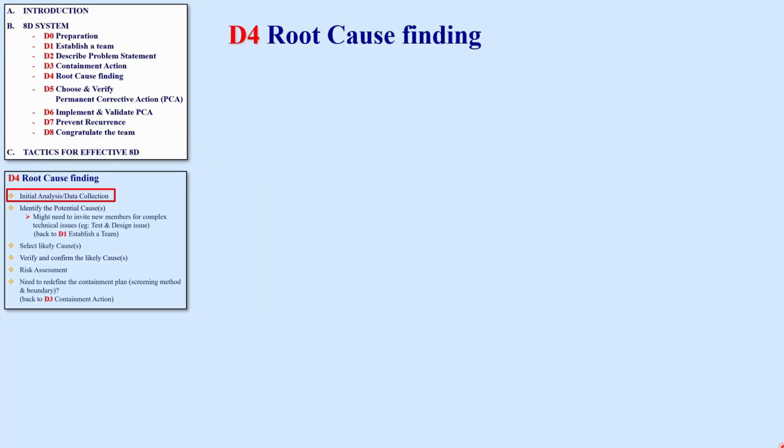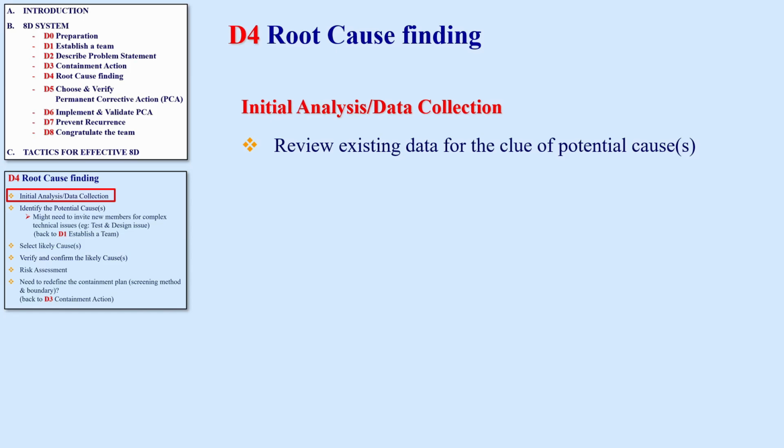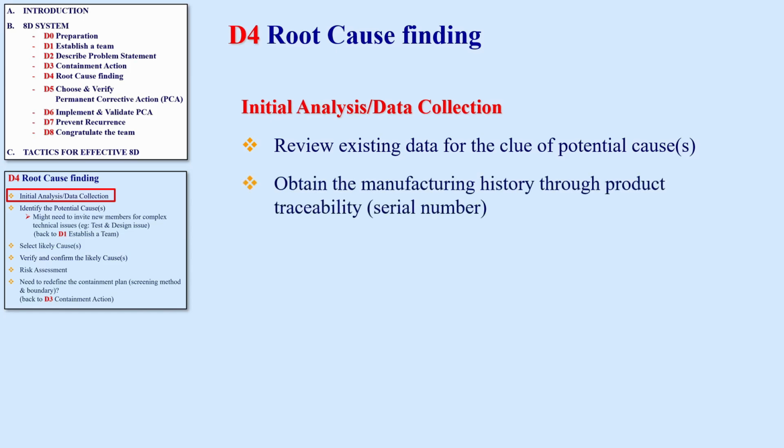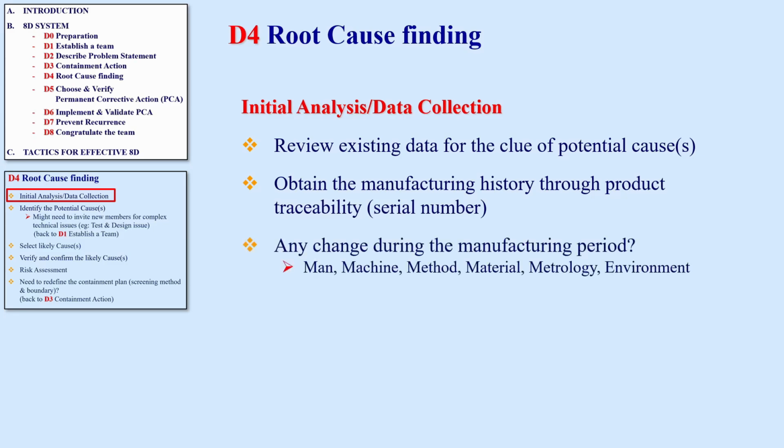Let's zoom into the very first step of root cause finding: initial analysis and data collection. Review existing data, whatever readily available, for the clue of potential causes. From the serial numbers of affected products, trace the manufacturing history. Did the product go through any rework? Any abnormal long idle time at certain process? Any change during the manufacturing period, in term of man, machine, method, material, metrology, environment?